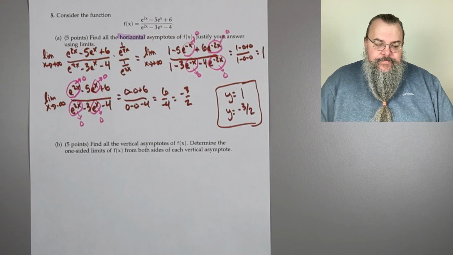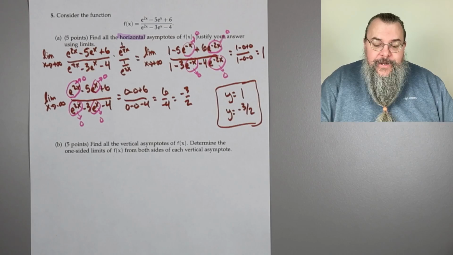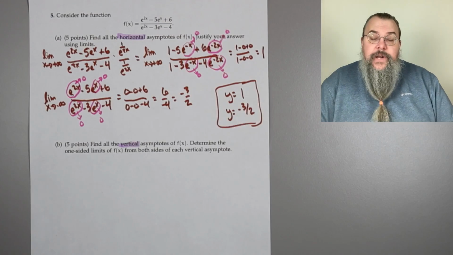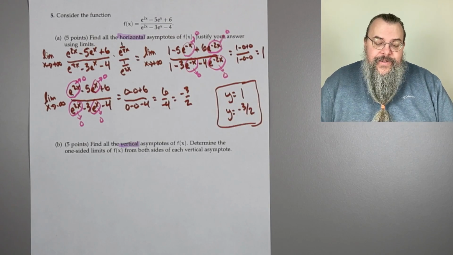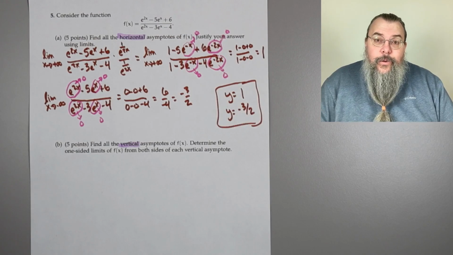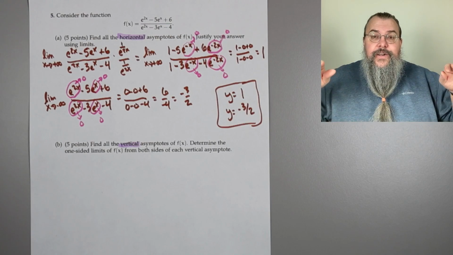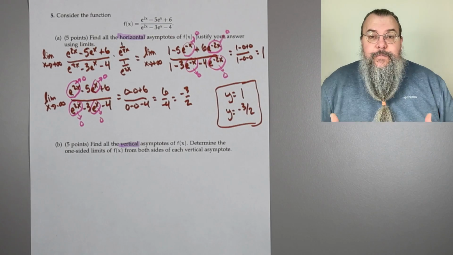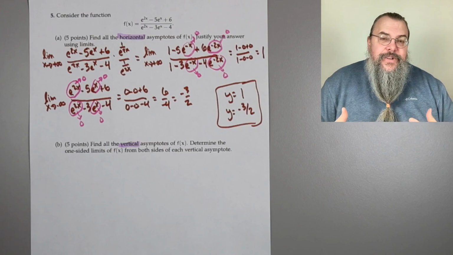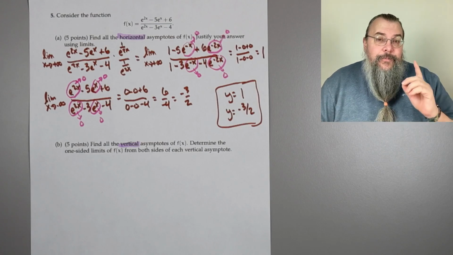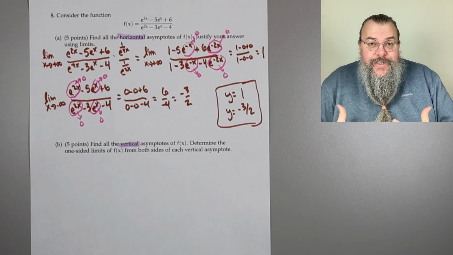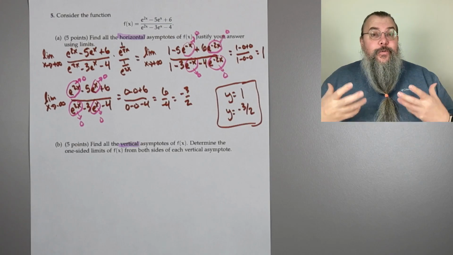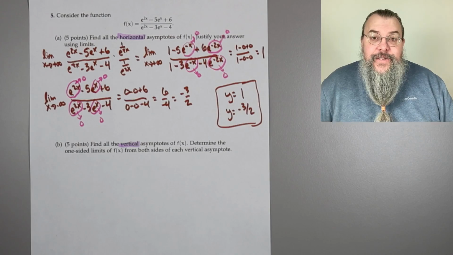On to part B. Find all the vertical asymptotes of f of x, and then determine the one-sided limits of f of x from both sides of each vertical asymptote. Now, a horizontal asymptote asks what happens as your inputs get large. Vertical asymptotes are when the output gets large. Why might the output get large? You might have a function like tangent, which blows up, but we don't. These are nice functions. The biggest culprit of vertical asymptotes is dividing by 0, so we suspect there's going to be a divide by 0 showing up.